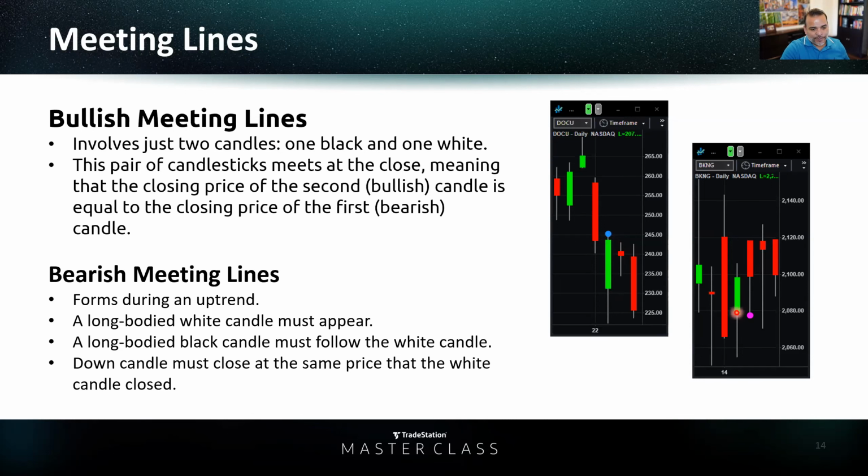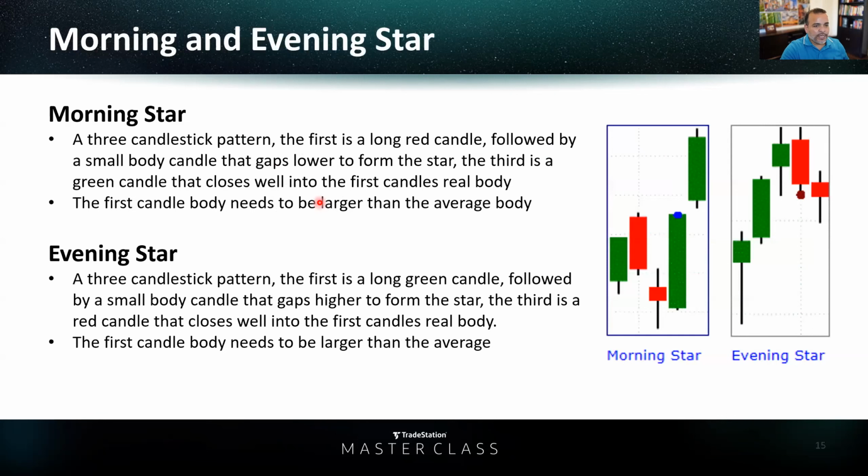And it happens right here too. You see, we have an up candle, then it gapped up, but it came down here. So the two closing prices of the candles are at the same level. That's called meeting lines. Morning and evening star.